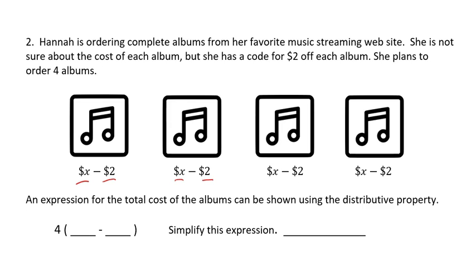So for each picture, we have the same thing. We have the original price minus $2. So for the distributive property, we would have 4 copies of X, the cost of the album, minus the $2 from her code. To simplify this expression, we would say in all, she would pay 4 times the cost of an album, and then she would subtract $8 because she is going to take $2 off for each album. So that's the simplified version of the distributive property of 4 times x minus 2.